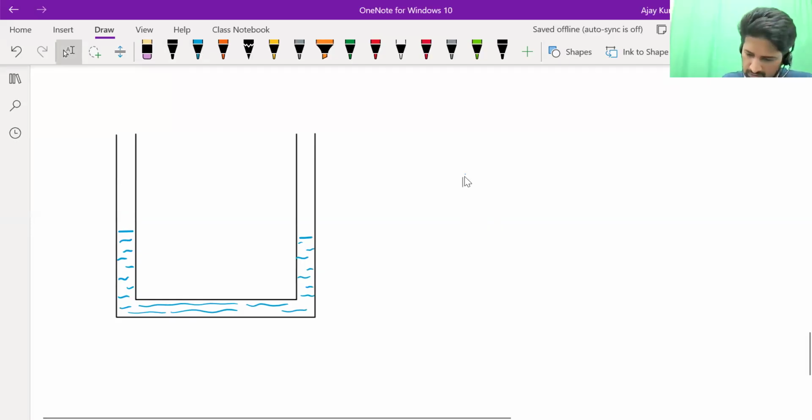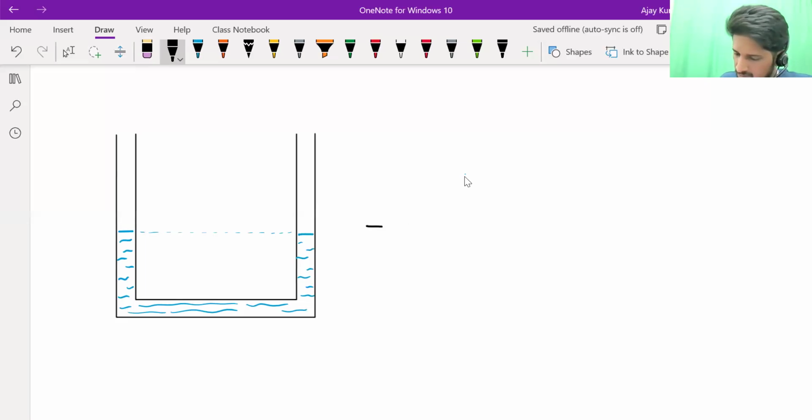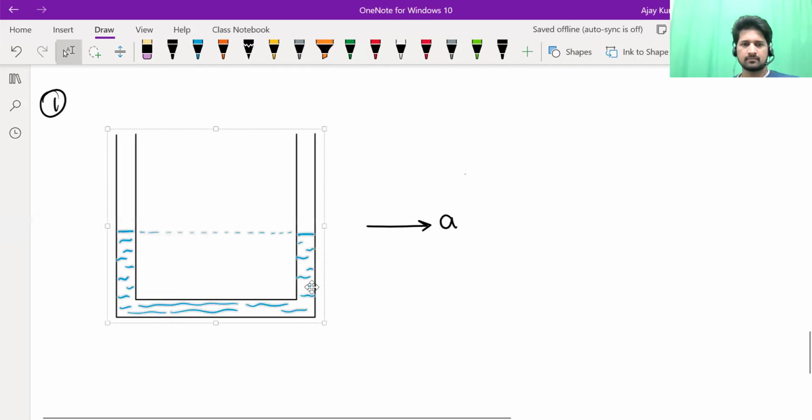Let's solve problems based on this. Suppose it's the same liquid in both arms of the U-shaped tube, so the height will be equal. Assume the liquid's density is rho. One of you tell me, if we accelerate this U-shaped tube to the right side, what will happen? Will the levels of liquid in both the arms still be equal? No, sir. Okay. In which arm will the liquid be higher, left or right?